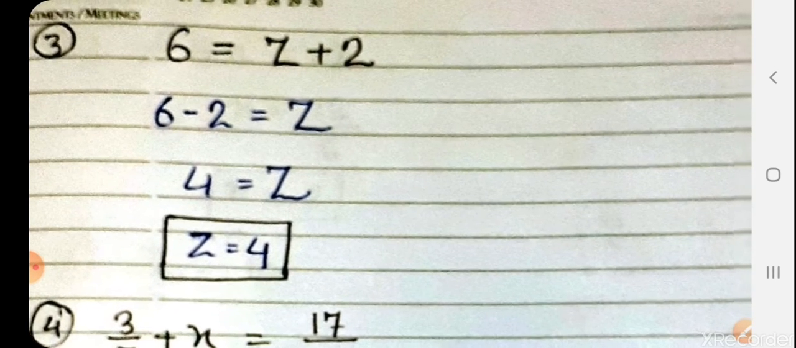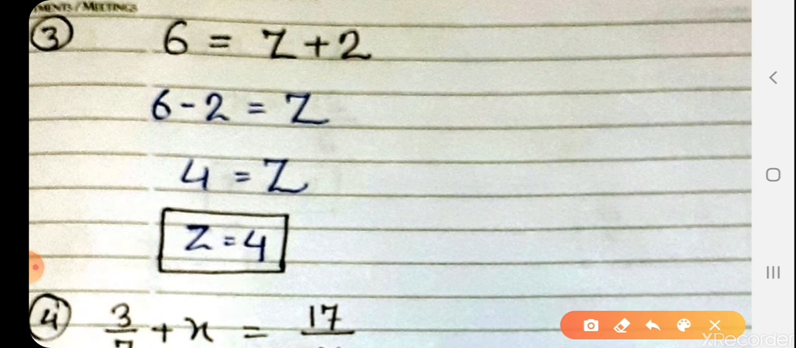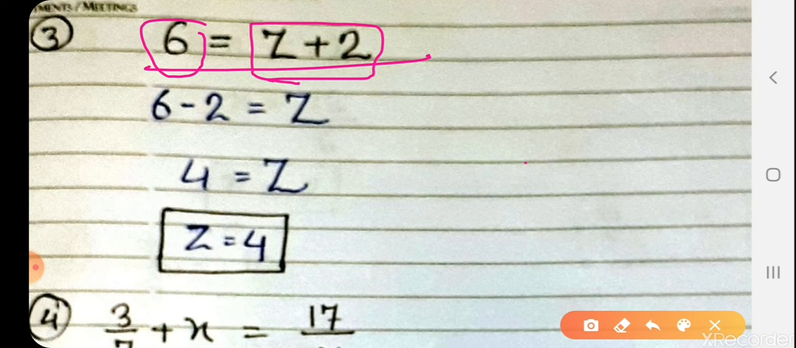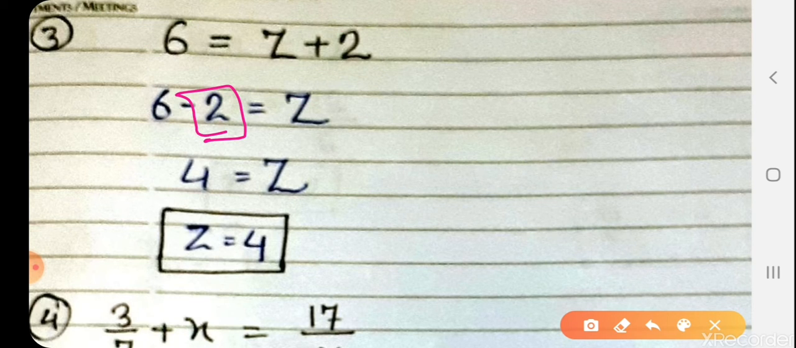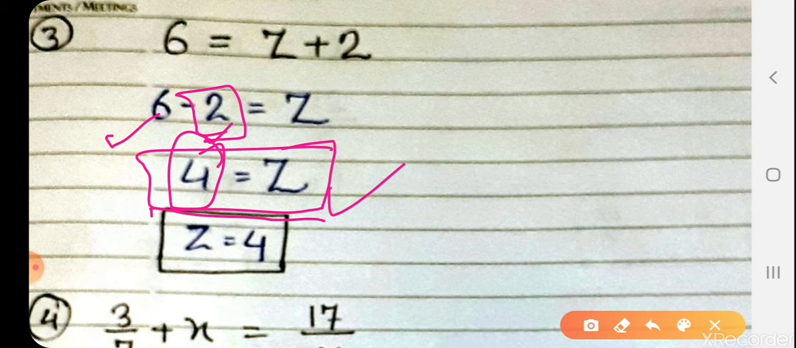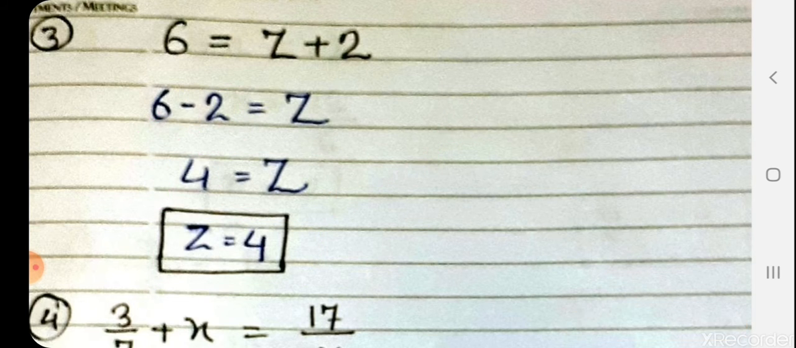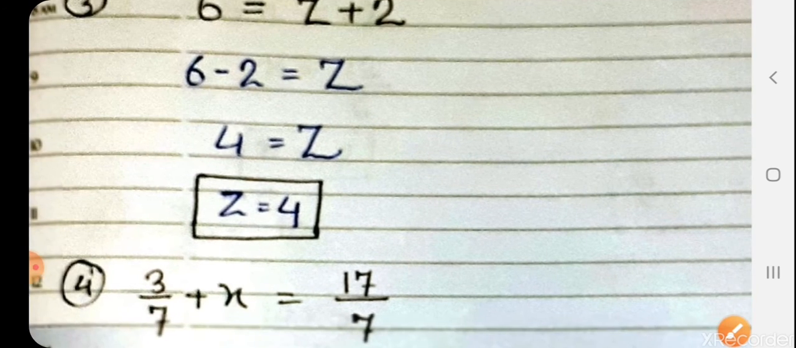The third question is 6 is equal to z plus 2. Here the expression is on the right hand side and the number is written on the left hand side. So basically what we have to do is transport the number to the other side. This 2 is positive and after transportation it will become negative. So 6 minus 2, that means 4. So z equals 4. This is right, and this expression is also right, we can write it here as well.